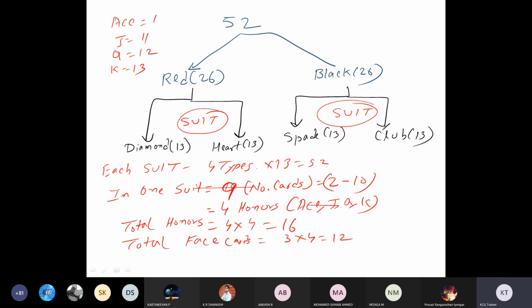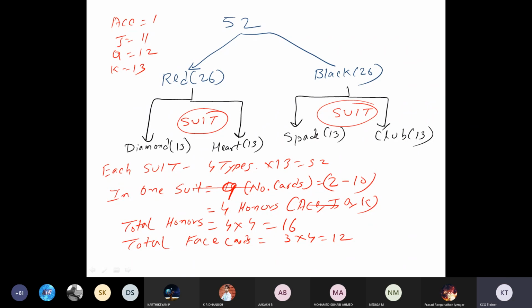Now, these 13, 13, 13, 13 are called suits. So there are four suits. In one suit, there are 13 cards. What are the 13 cards? The numbers are printed from 2 to 10. So the number cards are 9, that is from 2 to 10.